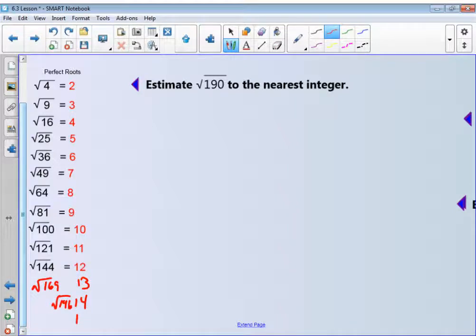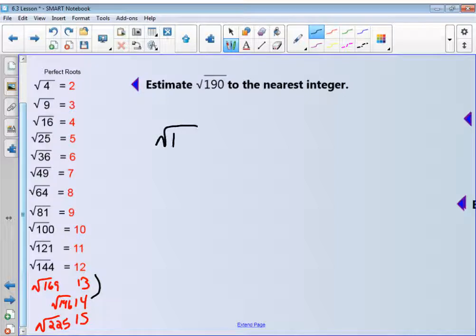And then 15 would be, I think, 225. Okay, and that's far enough for me now. So now what two numbers would that fall between? Well, 190 would fall between here, the 13 and the 14.